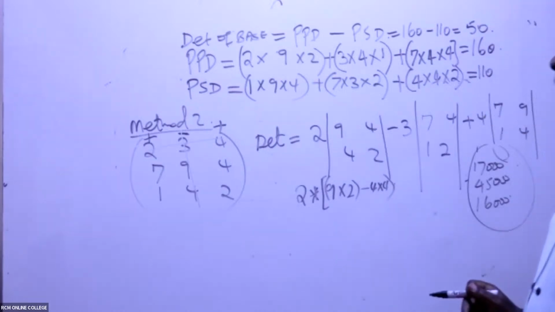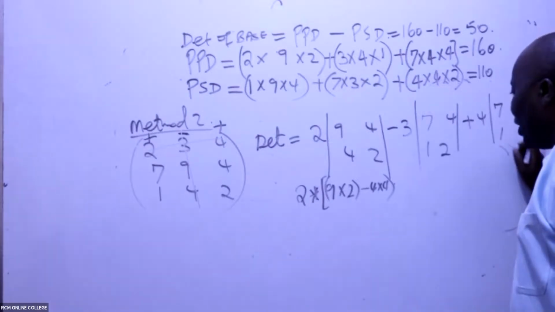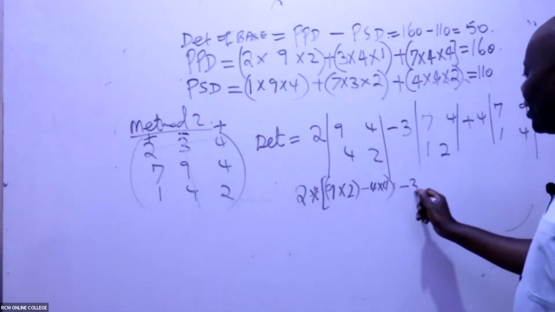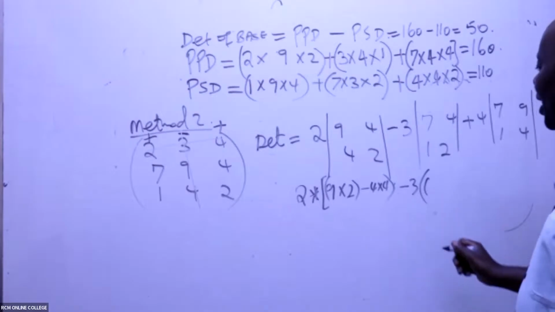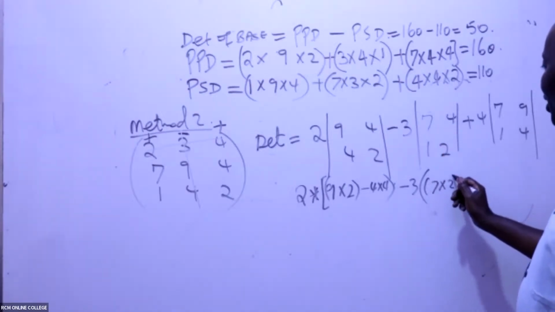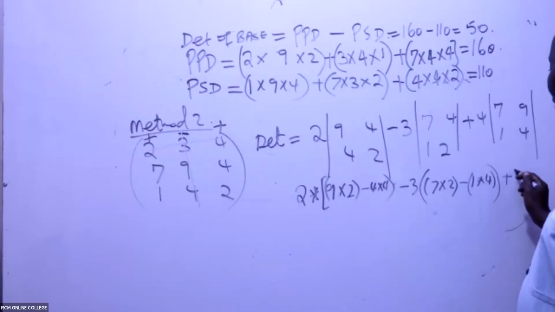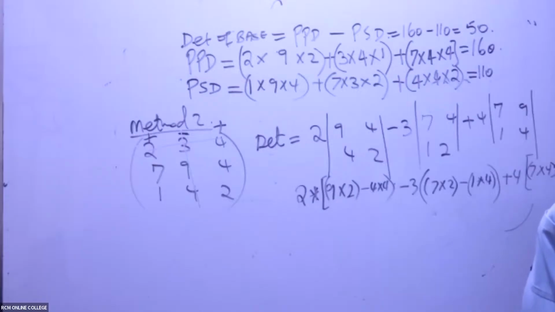Like that. And then you continue, ladies and gentlemen, good students. So the next one here will be minus 3 into, so we have here 7 times 2, minus 1 times 4. Great. Plus 4 into 7 times 4, minus 1 times 9.